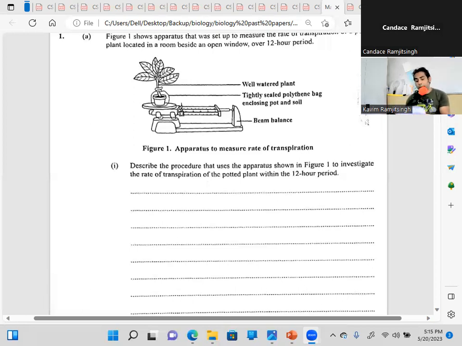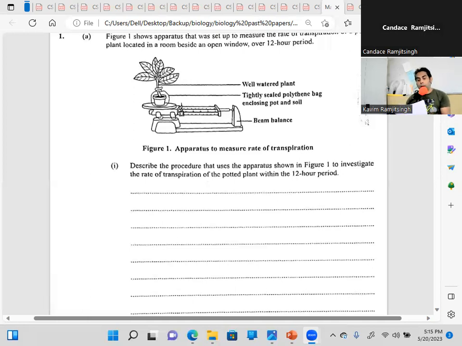Then we have draw a suitable table and record the results presented in the graph. So you draw your table, two columns, one with the weight of the potted plant and the next one with time. During what time period was the rate of transpiration the highest? You look at the steep slope in your graph, that would have been 9 a.m. to 11 a.m.